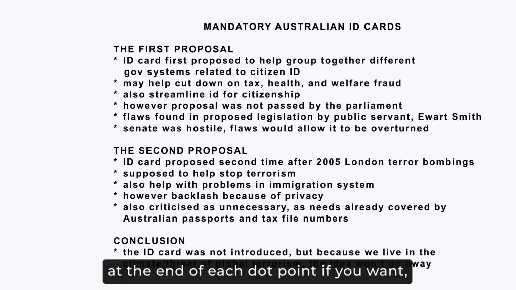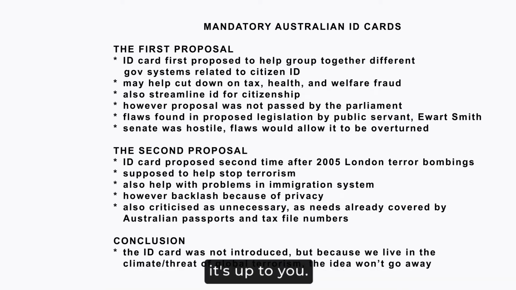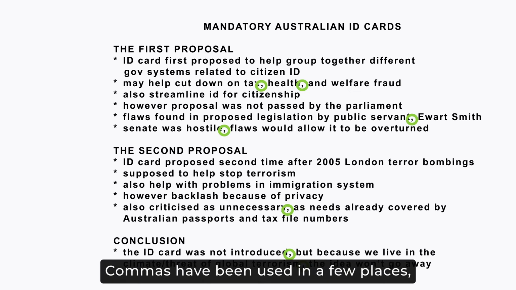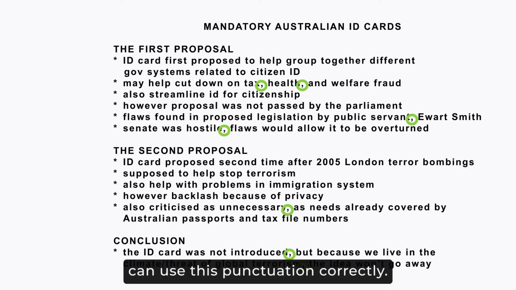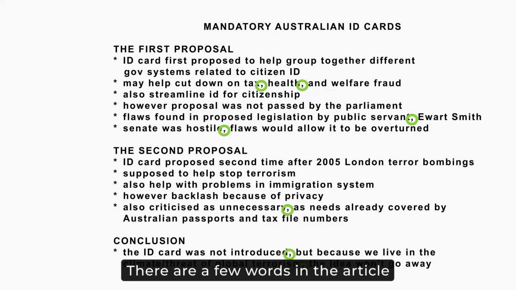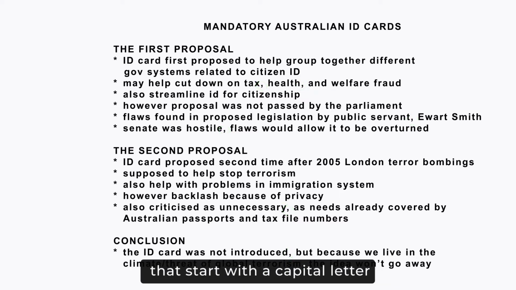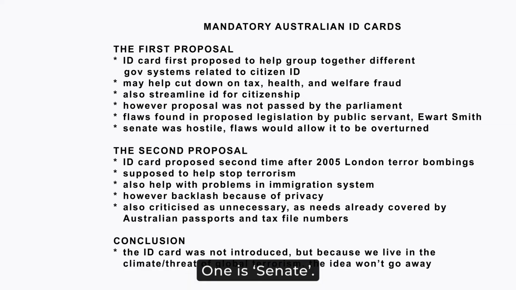Because the summary has dot points, the writer didn't use any full stops. But you can put them at the end of each dot point if you want. It's up to you. Commas have been used in a few places, which shows the writer can use this punctuation correctly. There are a few words in the article that start with a capital letter, but don't have one in the summary. One is Senate.